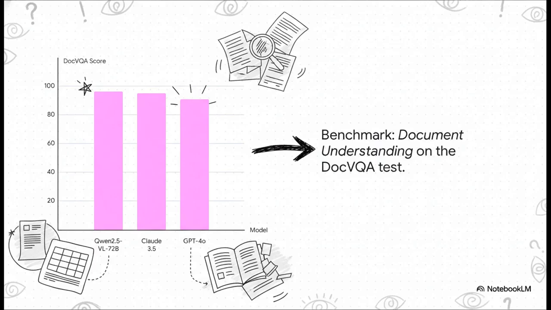Okay, let's drill down into a specific area, like document understanding. On this particular test, the doc-VQA test, Qwen hits a 96.4, which puts it in a clear lead. What that really means is it has a superior ability to read and pull information out of messy, complex stuff like forms, tables, and reports.